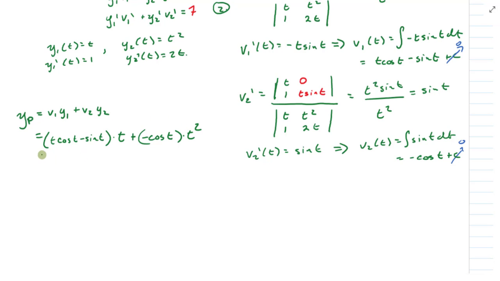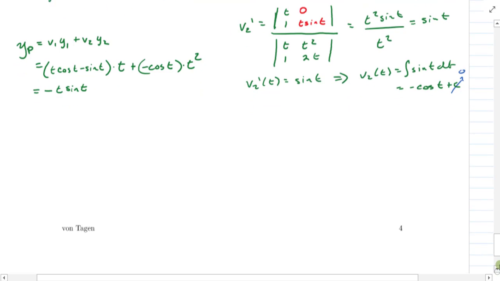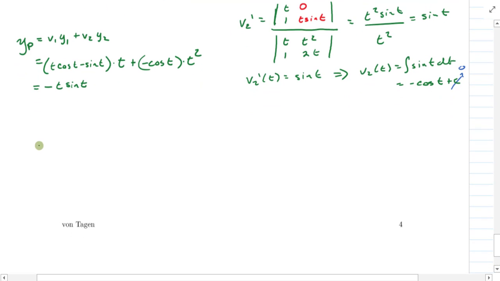And so if we do some simplifying here, this would give me a t squared cosine of t, but this would cancel with this minus t squared cosine of t. So the only term that remains is this minus t sine of t. So now we've given the particular solution to this ODE, and then the last thing that remains to be done is to give the general solution.